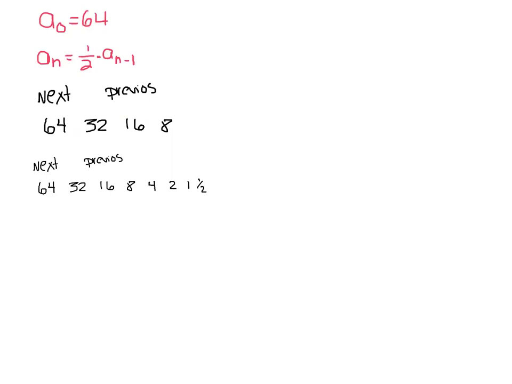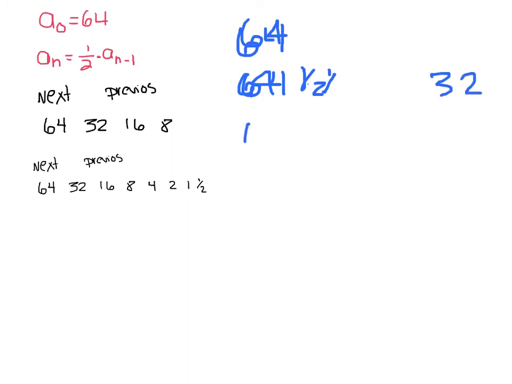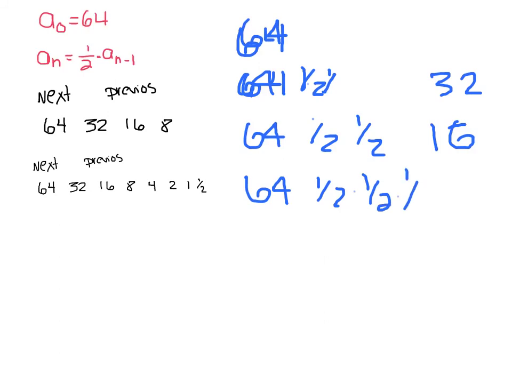Now let's look at an explicit definition of the same sequence. I take 64, that's my first term. To get the next term, I have to take 64 and times it by half. So I have 64, that's my first term. 64 times a half, that's my second term. 64 times a half, that's my third term. 64 times a half, that's 8. So look at these in terms of term numbers, 1, 2, 3, 4.